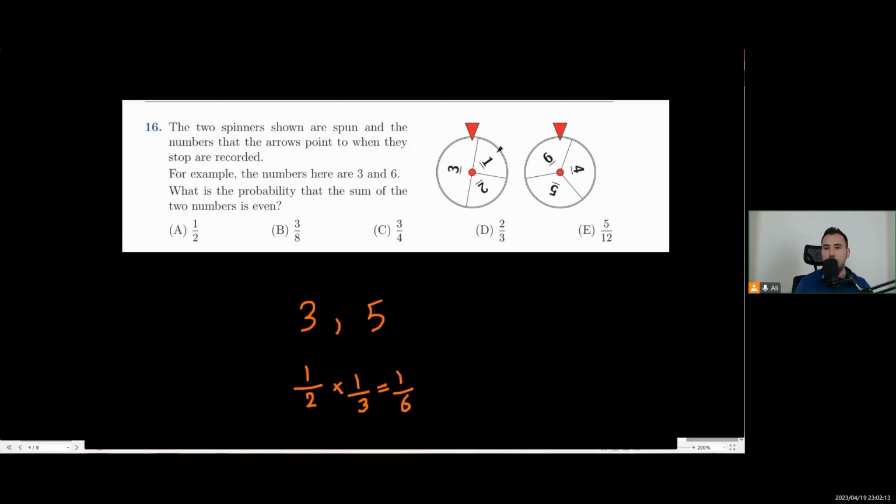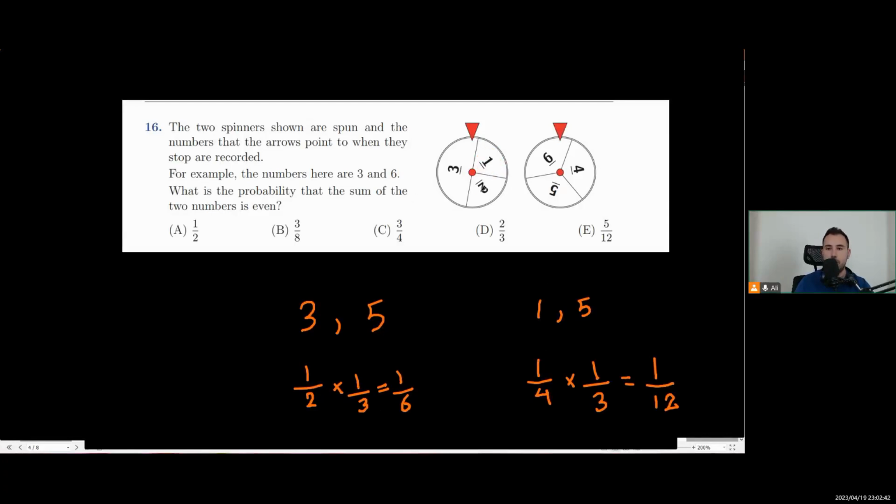What if we get the 1? Again, 1 and 5, so I'm going to write it here. What's the chance to get 1 and 5? To get 1, the chance is 1 over 4. To get 5, 1 over 3. So it will be 1 over 12 to get 1 and 5. So let's go. Are there more options?